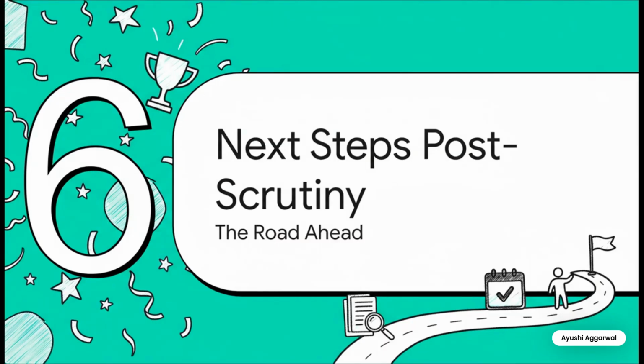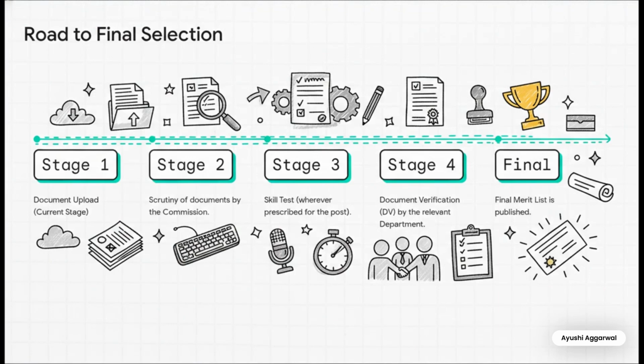Okay, so let's say you've successfully uploaded all your documents. That's fantastic. But the journey isn't over yet. So, what happens next? Let's take a look. Right now, you are at Step 1, Document Upload. After this, SSC will conduct a scrutiny of your documents. If everything is in order and a skill test is required for your post, that will happen next. After that, the user department will conduct document verification, or DV, and only after all these stages will the final merit list be released. This whole process is explained in Paras 14 and 15 of the notice.